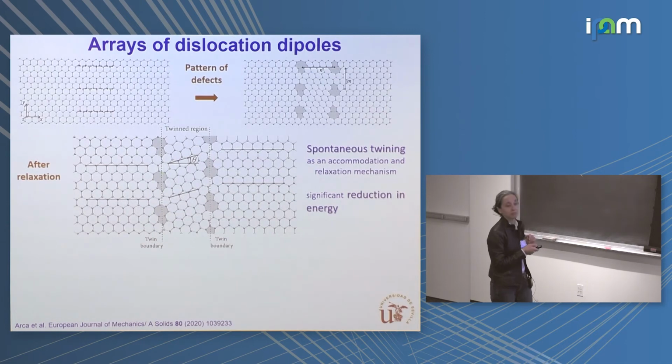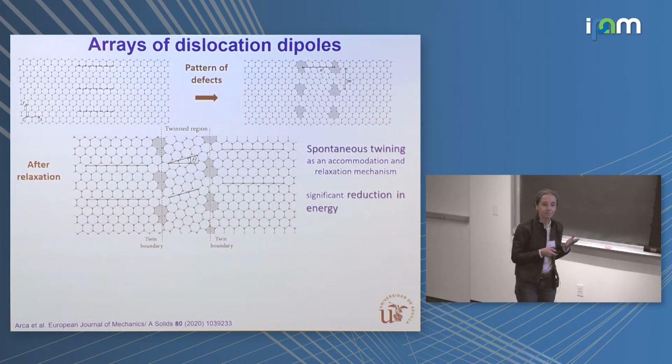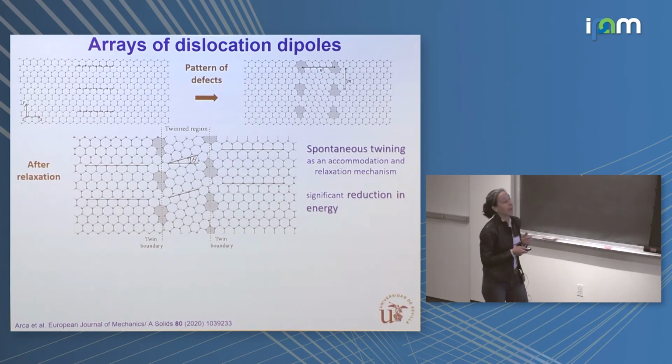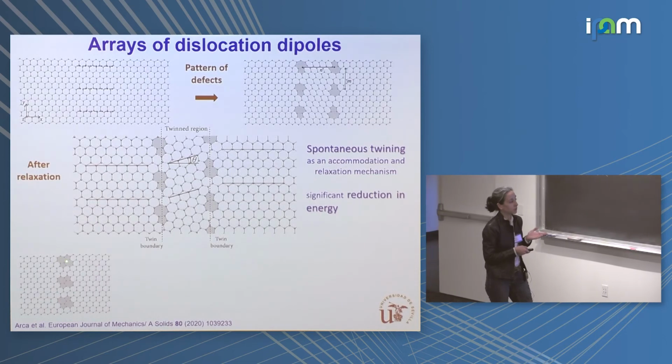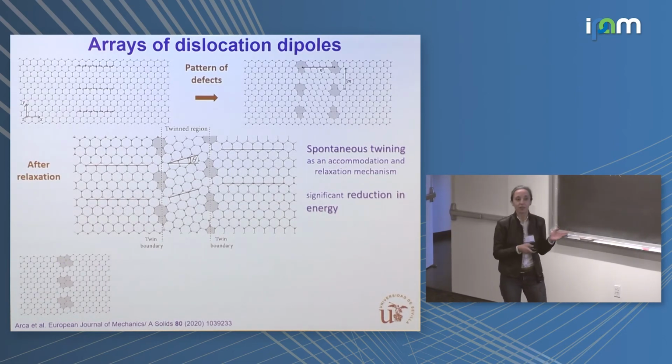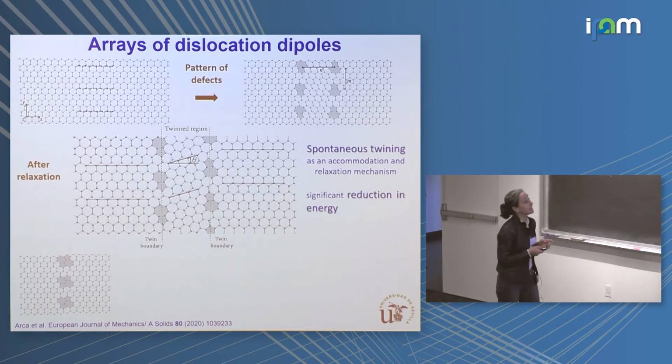You have a twin region. So this is the accommodation. Spontaneously you have twinning as an accommodation and relaxation mechanism. So it's going to depend on the length of the dipoles and the distance in between dipoles. Because when you have the shortest dipoles, the Stone-Wales dipoles, you don't observe any lamellar configuration in between these two boundaries, twin boundaries or walls, let's call it boundaries or walls.